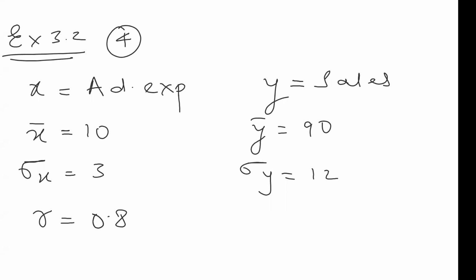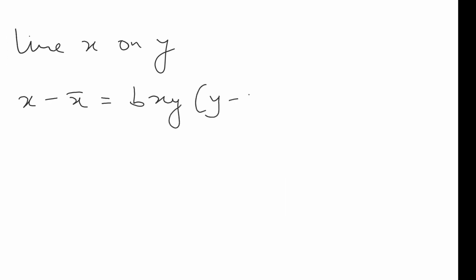So this piece of information is given to us. Now first of all they are asking to find out the two regression equations. So there are two regression equations, and we'll calculate them one by one. First one is line x on y. The equation is x minus x bar equals bxy times y minus y bar. We have the values of x bar and y bar. We are supposed to calculate the value of bxy.